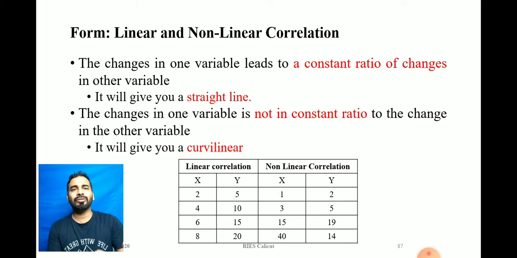When x moves to 4, there is a double change, a double-fold increase. Then y also increased at the same constant ratio, 5 to 10. Then 4 to 6, 10 to 15. So x is increasing by 2, whereas y is increasing by 5, but the rate of change is in a constant ratio.